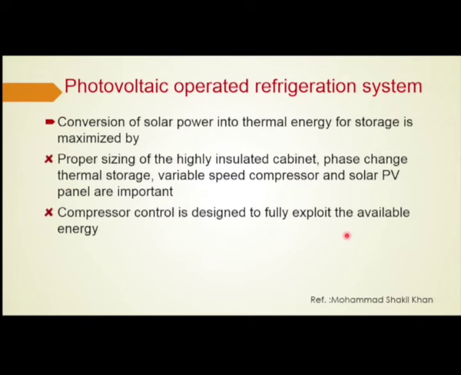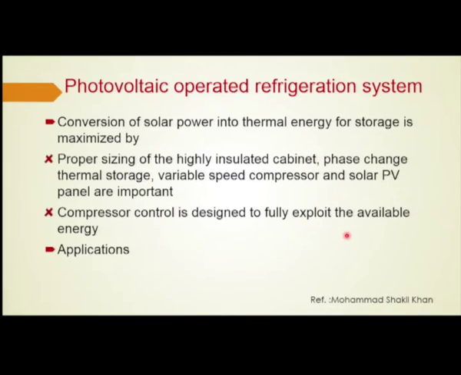Next one is compressor control. It is designed to fully exploit the available energy. We have to design the compressor, the insulated cabin, the phase change thermal storage and the solar panels so that we can optimize the conversion of solar power into thermal energy.